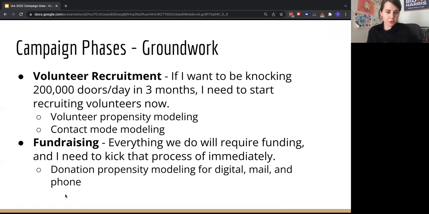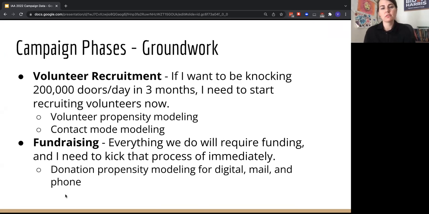As you're starting your volunteer recruitment, the other thing that you are always doing is fundraising. So this, in particular, the way that the data science team can support this kind of work is through grassroots fundraising. So there's large donor fundraising, which is more personal relationships focused, but the grassroots work is, again, looking at all of the people that are out there and looking at our small dollar donors historically and trying to find more people that look like that so that we can bring them into our funding structures. So everything we do is going to require funding, and we need to kick off that process immediately and keep it running along the way.